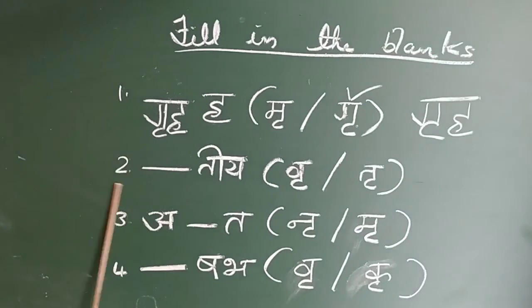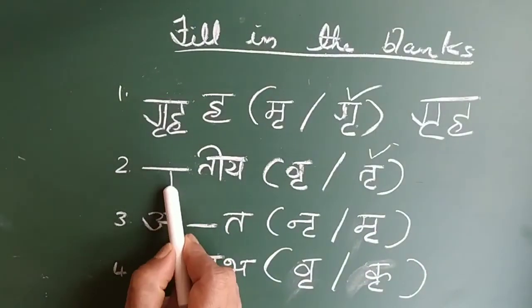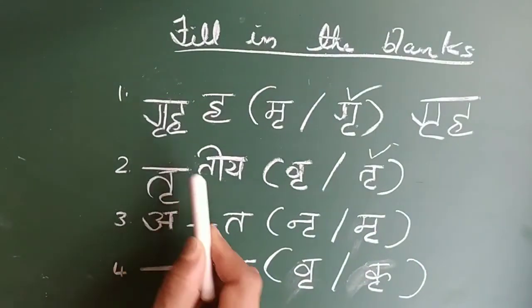Now see the second one, dash ti. See the letters given in the bracket. Now children, tell me which letter will come here. Which is the right letter, vridi or tridi? Yes, tridi. So this is the letter tri. Tridi.